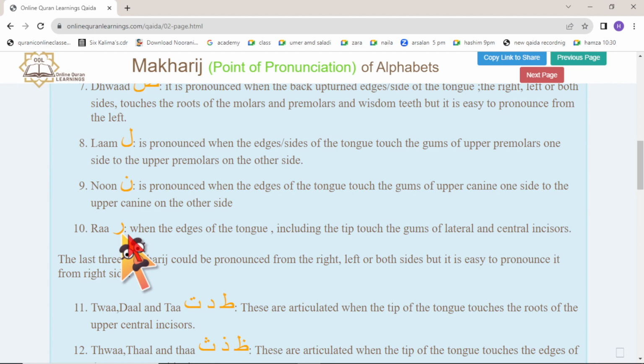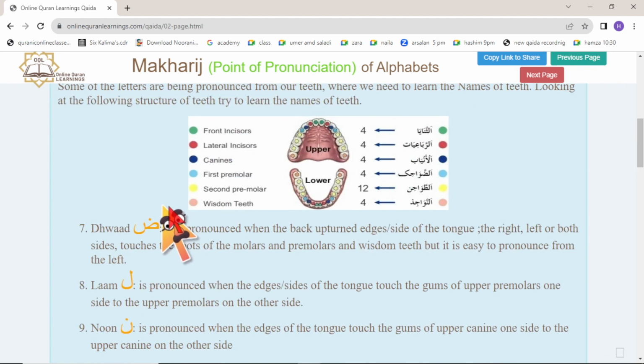Ra. So the method of pronouncing ra is when the edge of our tongue, including the tip, touches the gums of the lateral and central incisors. So the method says that when the edge of our tongue or the tip of our tongue touches the gum of the lateral and central incisors. So which ones are the lateral and central incisors?